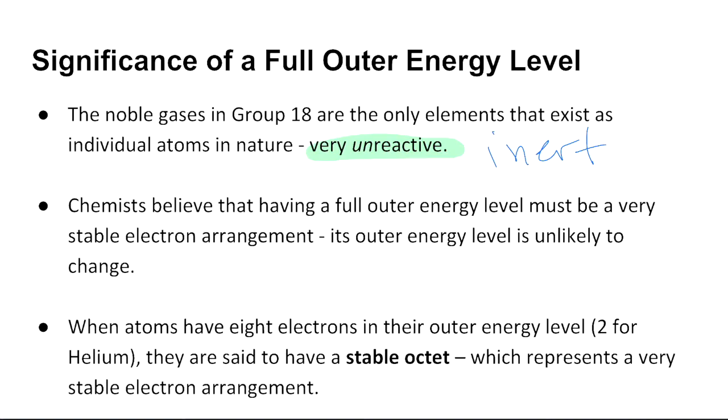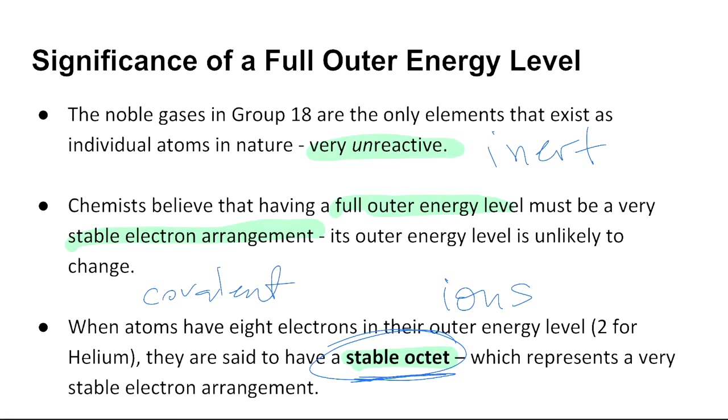Now, chemists believe that having a full outer energy level must be a very stable electron arrangement. So its outer electron level is unlikely to change because it's reached what is referred to as a stable octet. So when an atom fills its outermost energy level, it reaches this so-called stable octet. So for ions, in essence, ions try to reach this stable octet by either gaining electrons or by losing electrons. In covalent bonds, atoms try to reach this stable octet by sharing electrons.